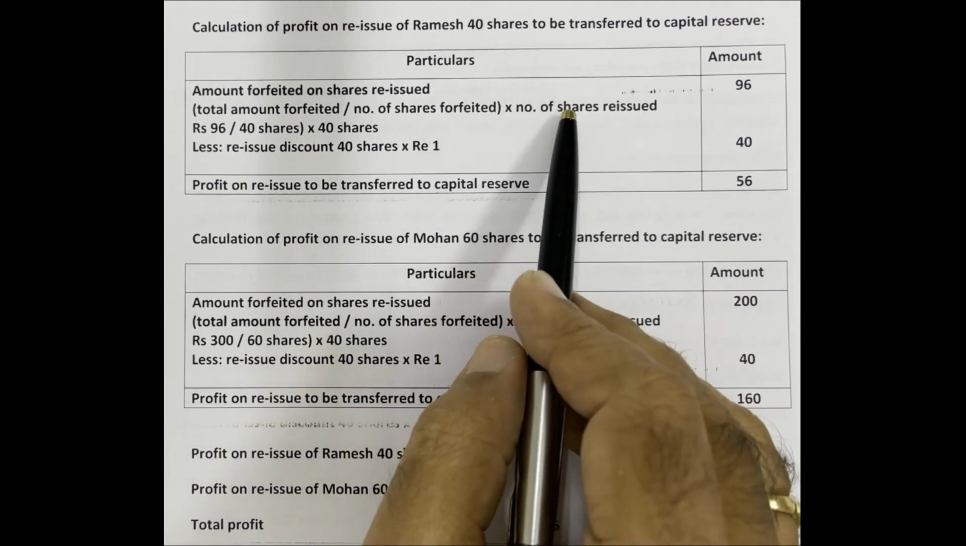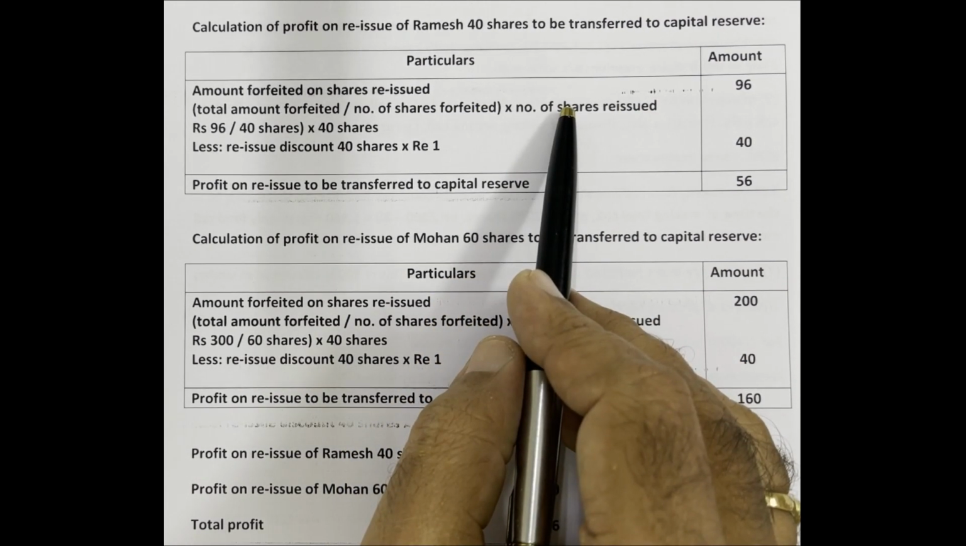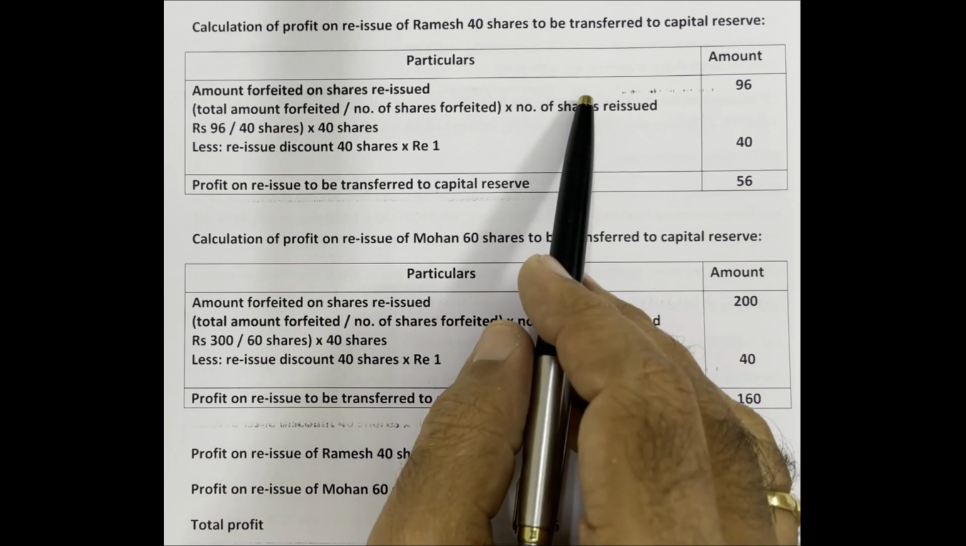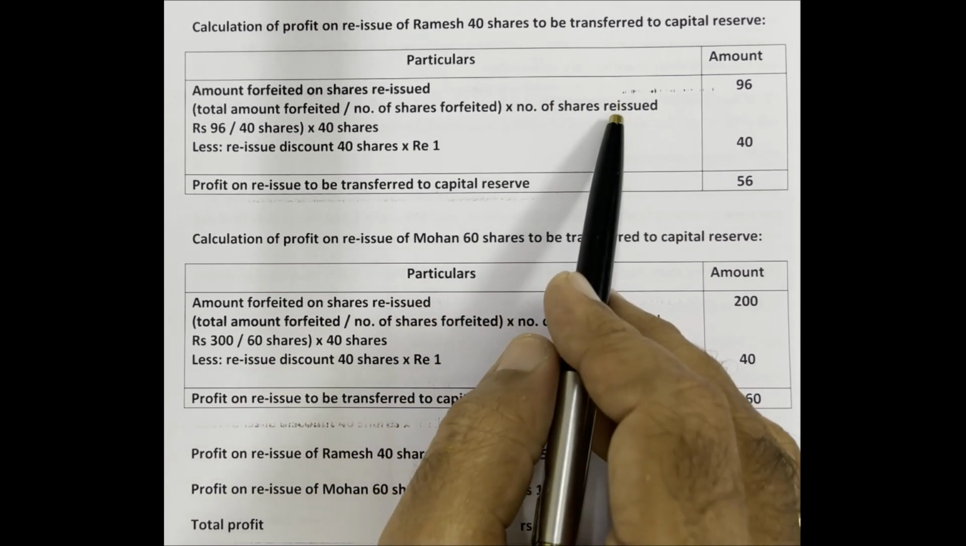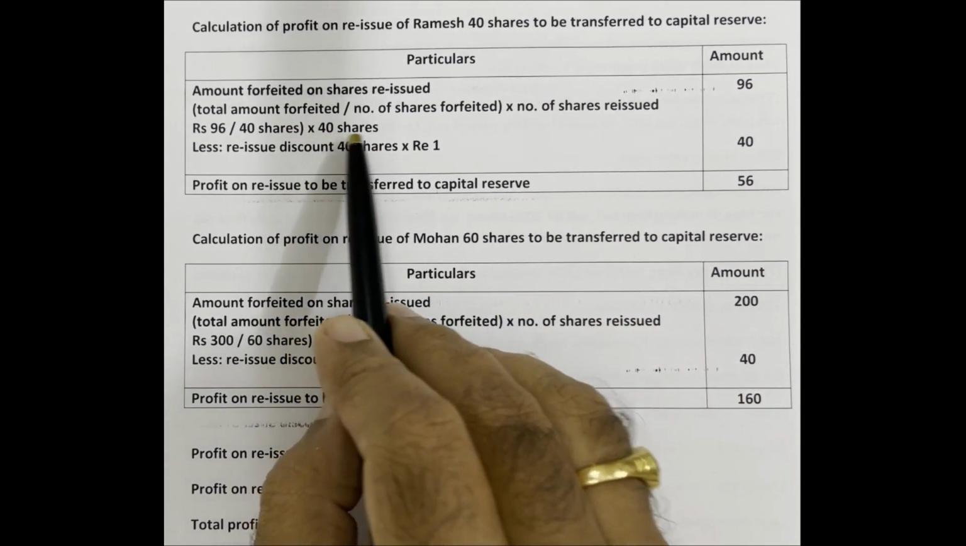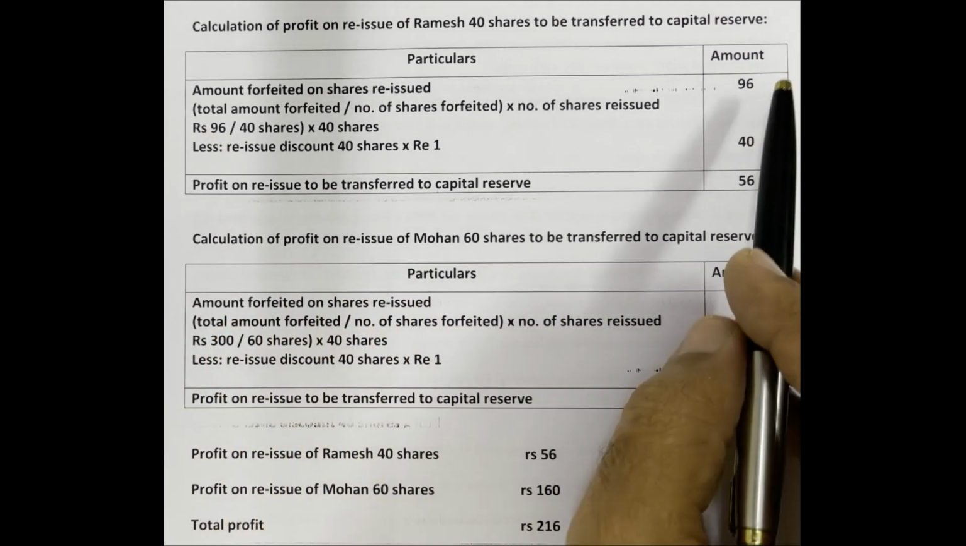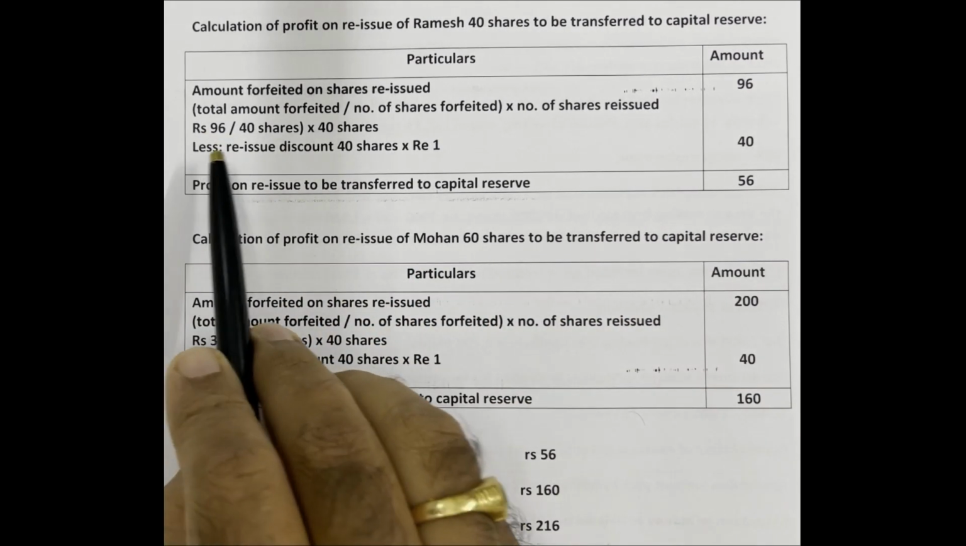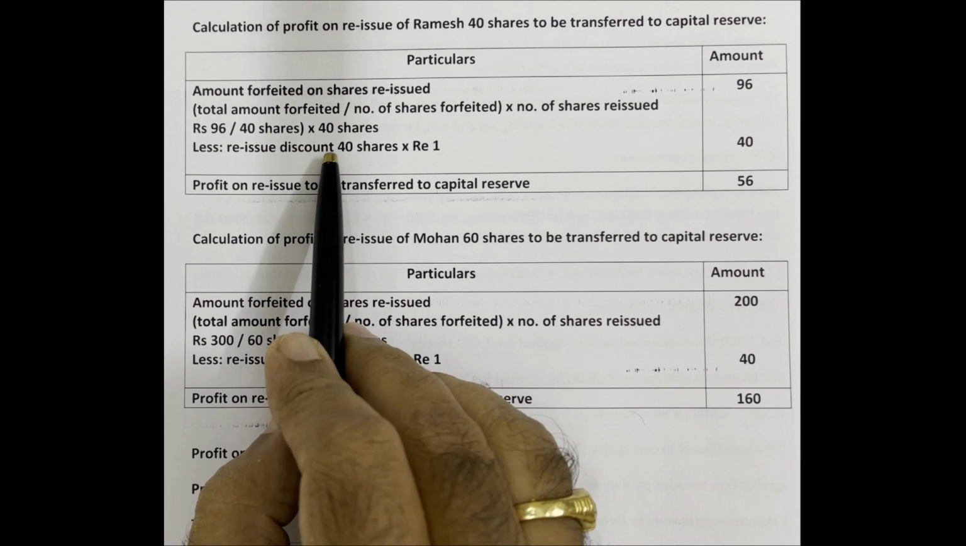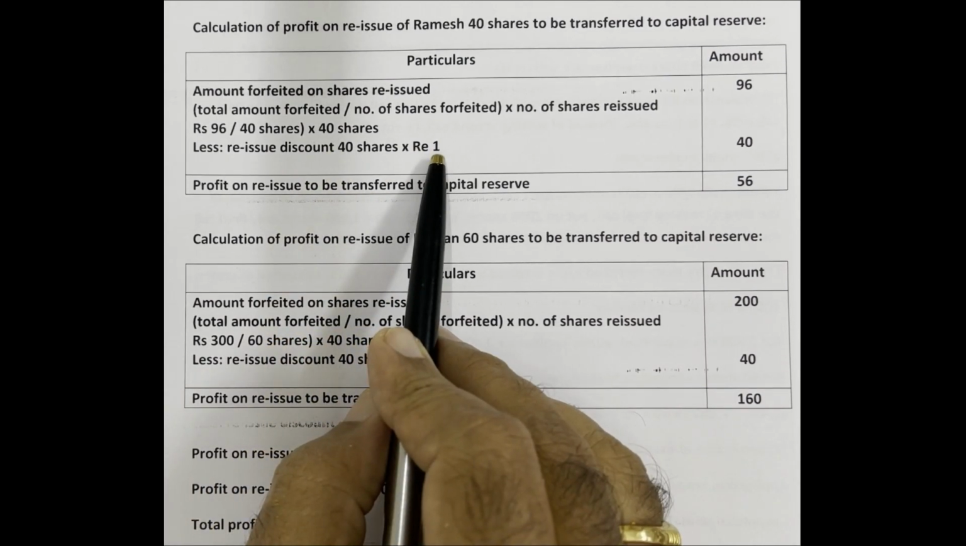The company reissued 80 shares. And the question clearly gives that in those 80 shares, Ramesh's total 40 shares are there. Therefore, Ramesh's shares are reissued. So take 40 shares; 40 will get cancelled. 96 in the outer column, minus reissue discount. On one share, the discount is 1 rupee.